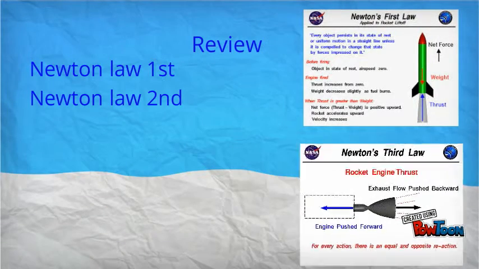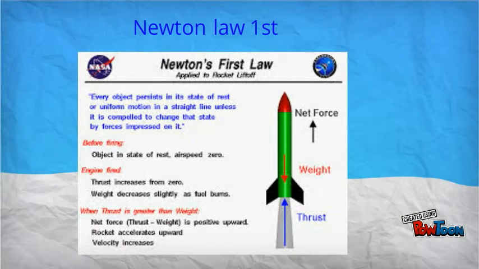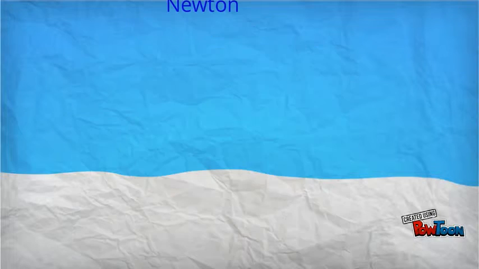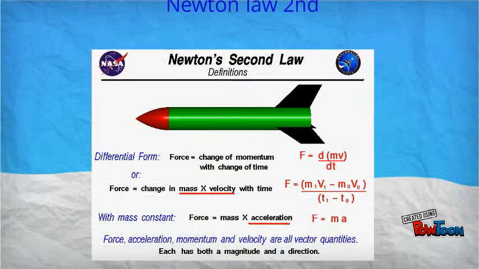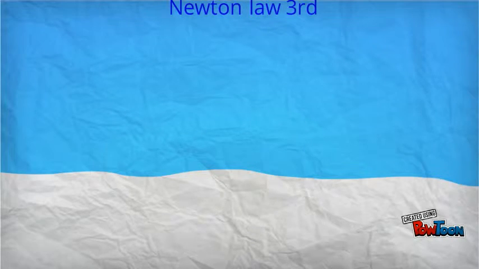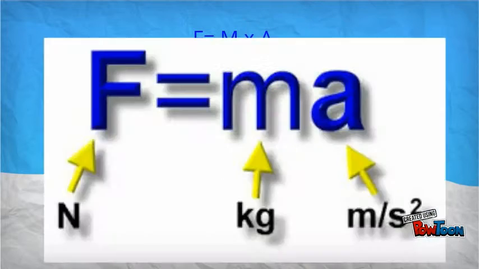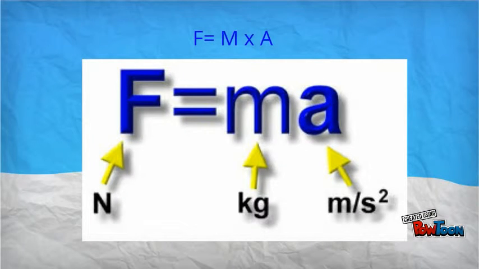So let's review what we learned today. We've learned that the first law of motion is that an object remains at rest or remains in motion unless compelled by an external force. We've also learned that the second law of motion is that acceleration is produced by a force acting on the object. The greater the mass, the greater the amount of force needed to move the object. The third law says that for every action there is an equal and opposite reaction. We've also learned F equals ma, which is an equation to find force using mass and acceleration.